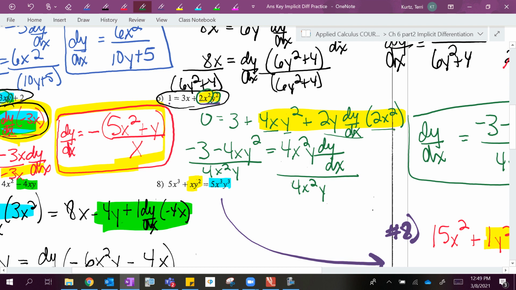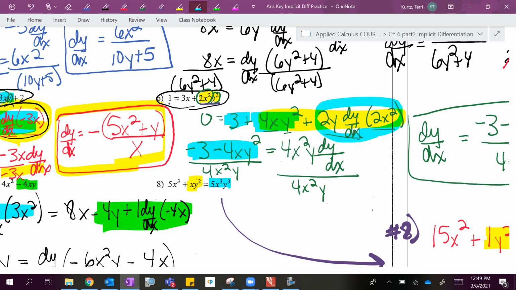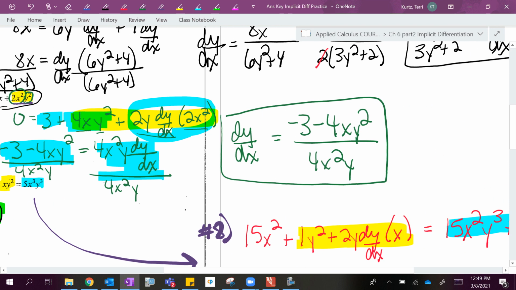Now again, the next step down here, I subtracted the 4x. Actually, I subtracted both the 3 and the 4xy squared over to the other side, okay, because I had to isolate the dy dx. Again, over here, I just rewrote that term. All of those are just being multiplied together, so I can rearrange that term to be 4x squared y dy dx. Okay, again, there's no plus or minus in there. Okay, then I just divided by 4x squared y to get the dy dx by itself, and this was my final answer.